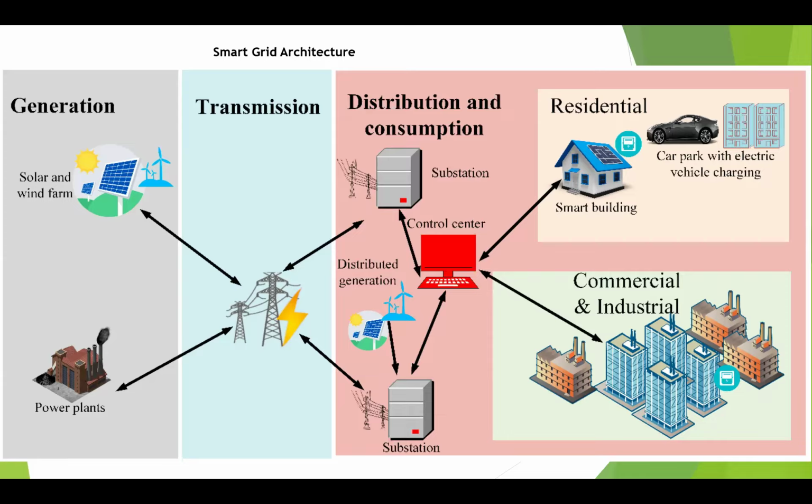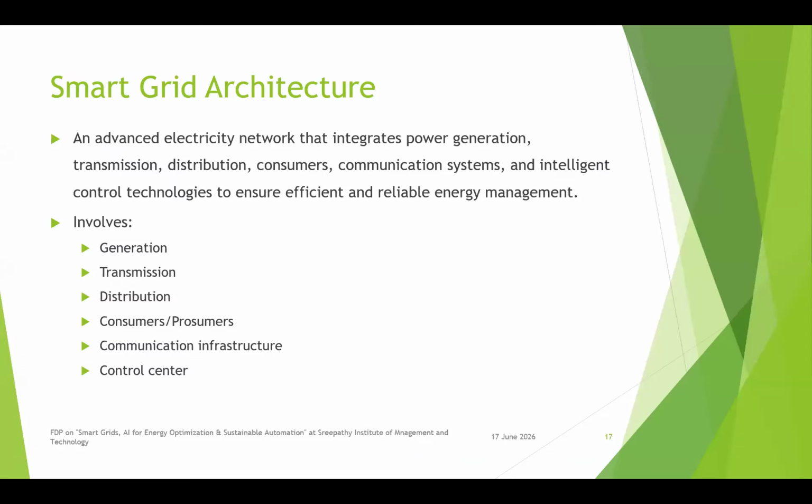Then this has advanced communication infrastructure. Advanced communication infrastructure means it involves communication networks, which are used for two-way communication, two-way flow of information.